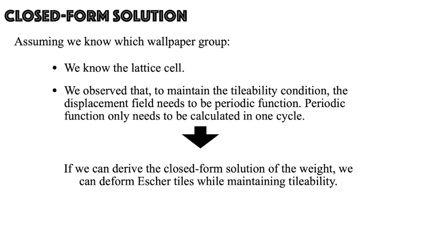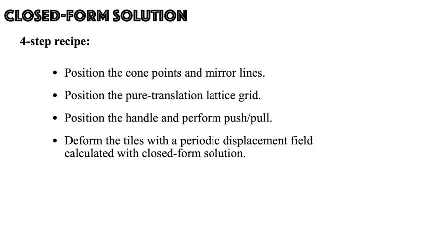Based on our observation that the displacement field also needs to be a periodic function, we only need to work on the closed-form solution within one cycle of the function. The deformation process therefore follows a four-step recipe. First, place cone points and mirror lines. Second, place pure translation lattice grid. Third, place a point handle and a vector representing the push or pull, force load, associated with the handle. Fourth, deform the entire tessellation according to the user input.